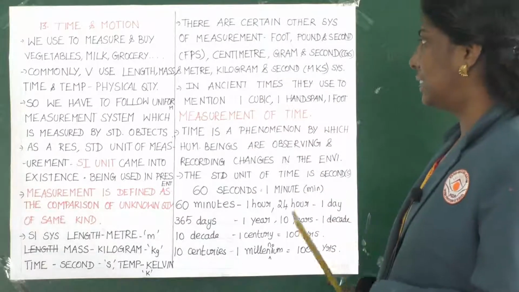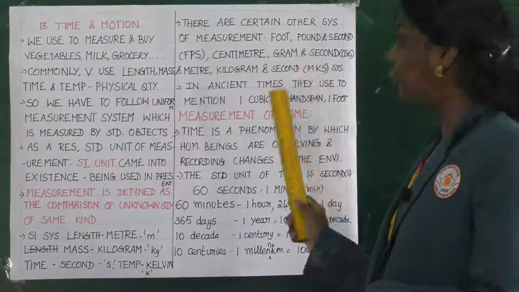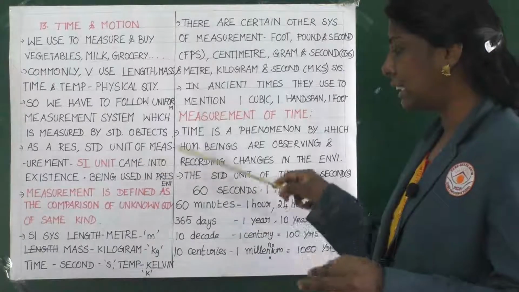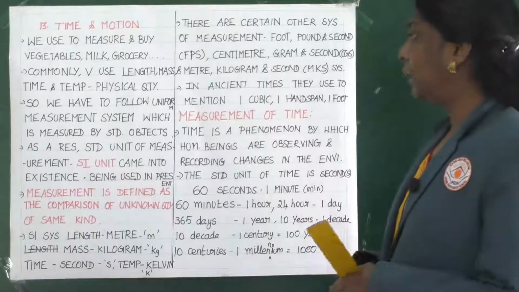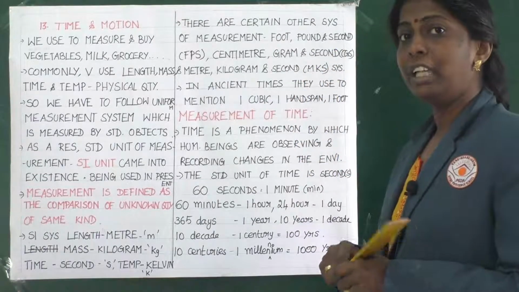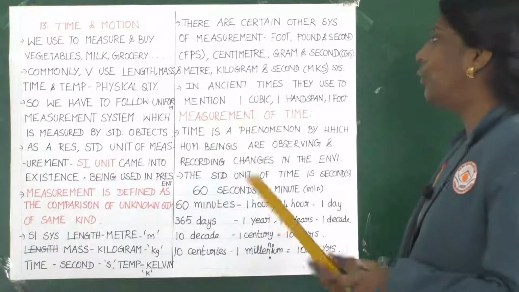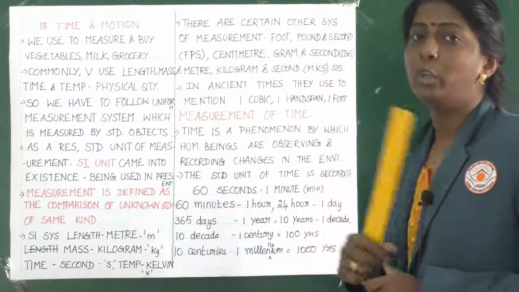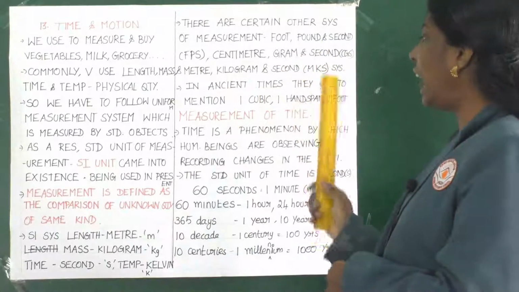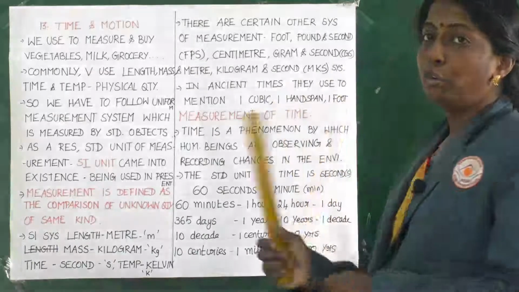Clear? Yes. In ancient times, they did not have this many units. Nowadays, it has been developed. But in ancient times, they were also measuring and giving in a proper amount. Is it not? Yes. So they used to mention 1 cubit, and then 1 handspan and 1 foot.